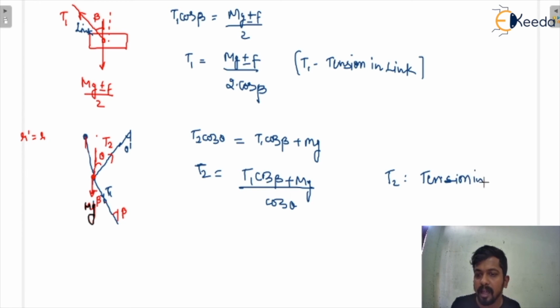So that was the Porter governor, in which we have calculated the height of the governor and the tension in the arms and the link as well. We will do the questions based on the Porter governor.